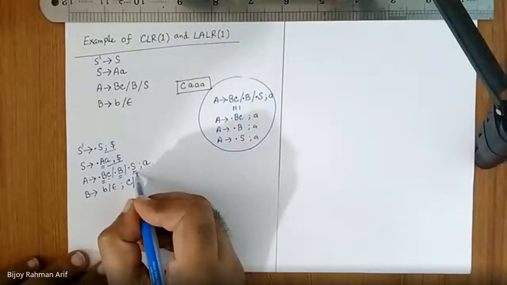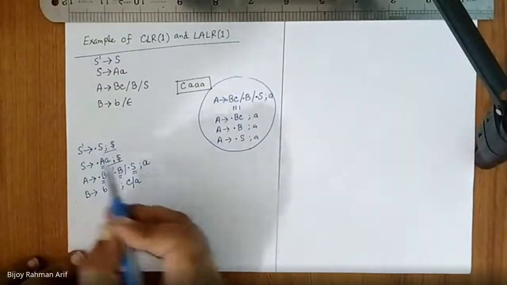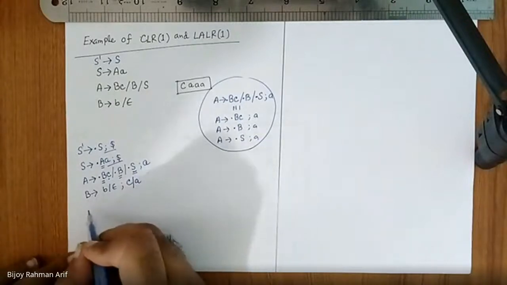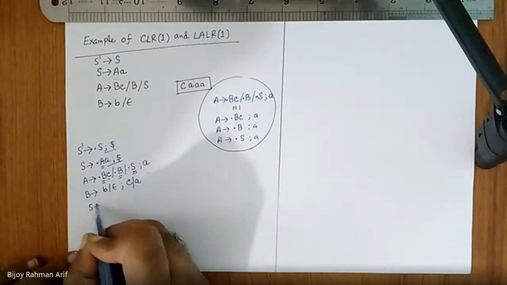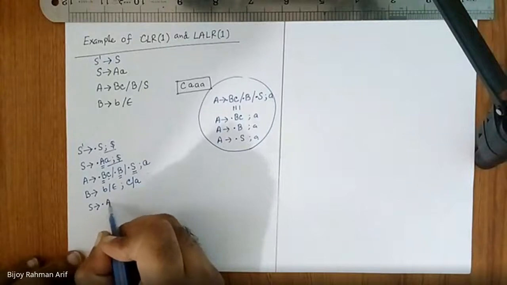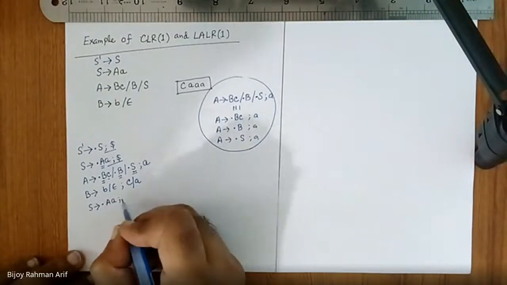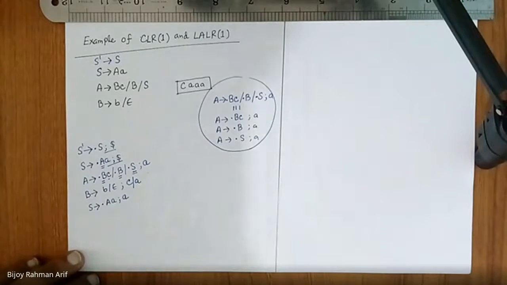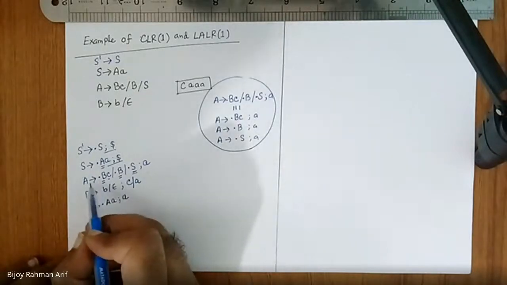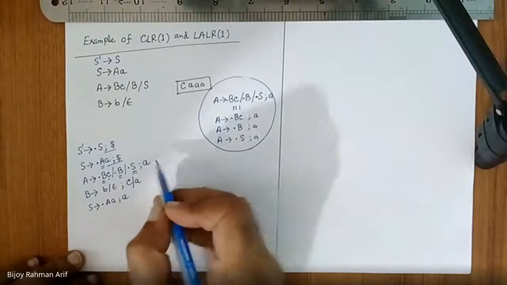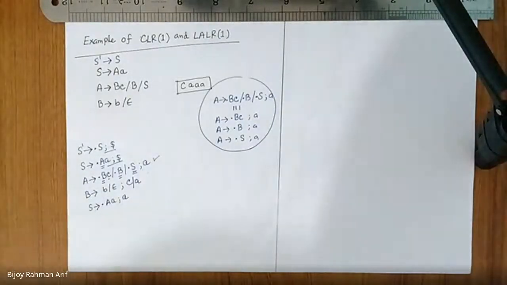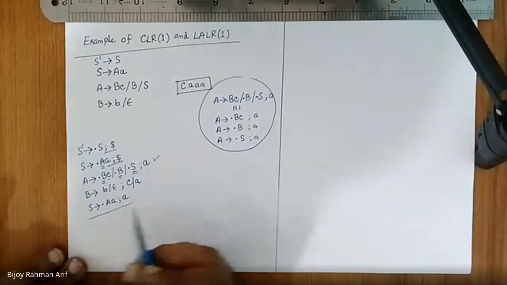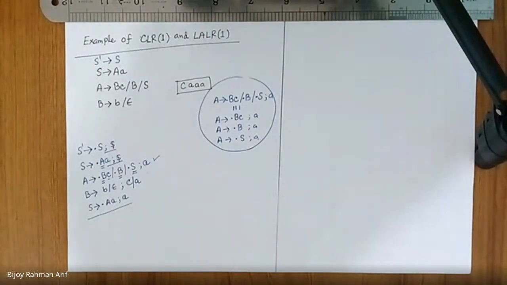Then we are done. Now we have to go back to S again, because this time the look ahead might change. You have to write again dot A, comma A. If you write again A derives dot BC, dot B, dot S, you are coming back to this production, so you can stop over here. But in LR1 items, you have to write it again. All right, guys? Okay, let's continue.